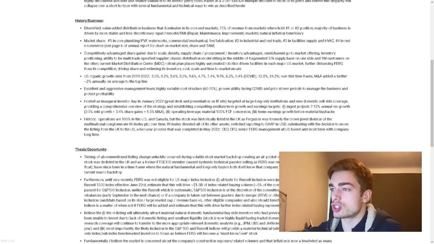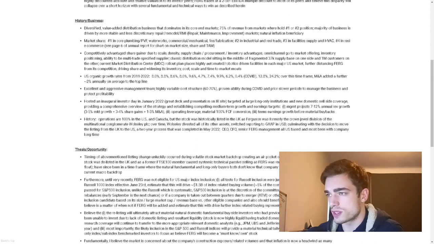Competitively advanced share gainer due to scale, density, supply chain/procurement, and inventory advantages. Omnichannel go-to-market offering, inventory positioning, ability to be a multi-trade specified supplier, classic distribution model sitting in the middle of a fragmented 37,000 supplier base on one side and 1 million customers on the other.